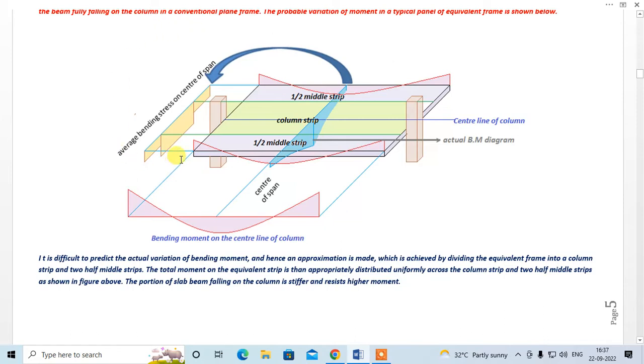Okay, so this is the basic fundamental reason why we are dividing the slab beam member into three parts, so that we can take a uniform average bending stress distribution in half middle strips and the column strips, right?